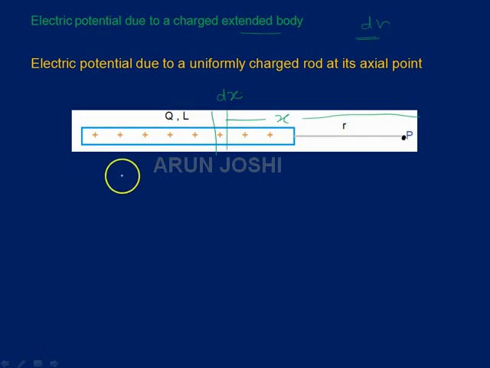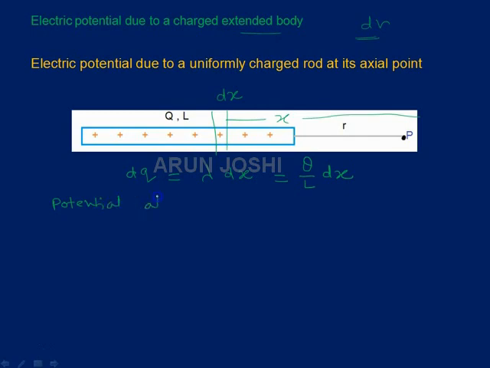Firstly, all of you tell me what is the value of dq, the charge on this element. Yes, it is a linear charge distribution, so all of you will say lambda dx. And here the charge is uniformly distributed, so lambda is Q by L. Is it clear?